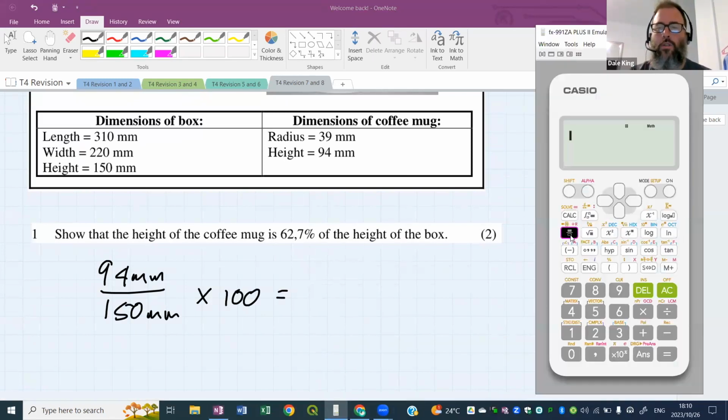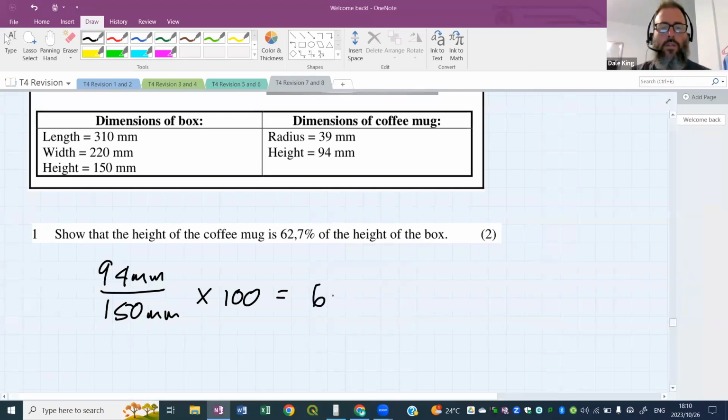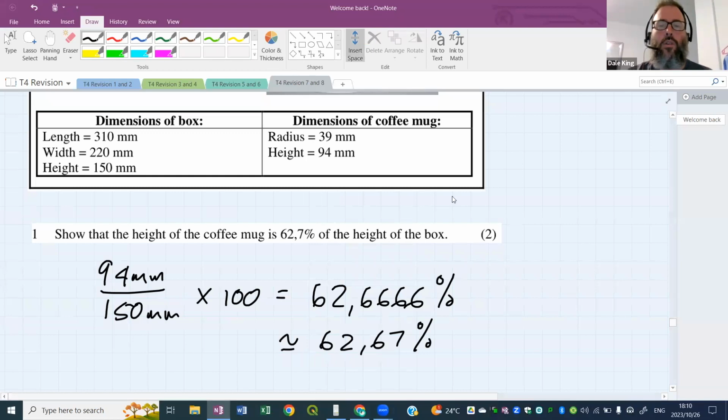Perfect. Let's quickly do it because we've got to show the calculation. So 94 over 150 times by 100. 62.66666. I'm just going to do a couple of sixes here. You know that there are a whole lot of sixes. And like Mohammed said, we're going to round this off to 62.67%. Well done. Thank you, Mohammed. Excellent. Good job.